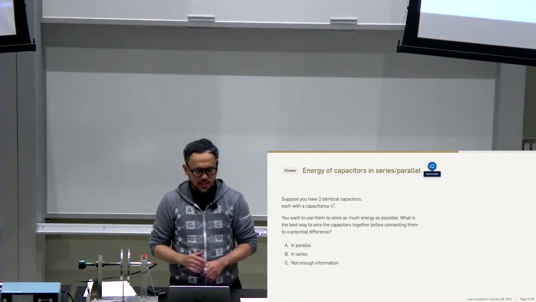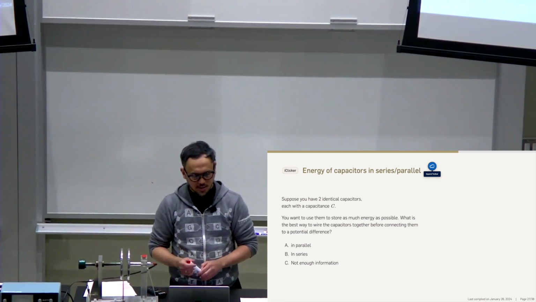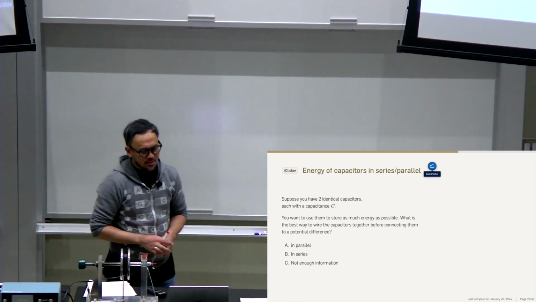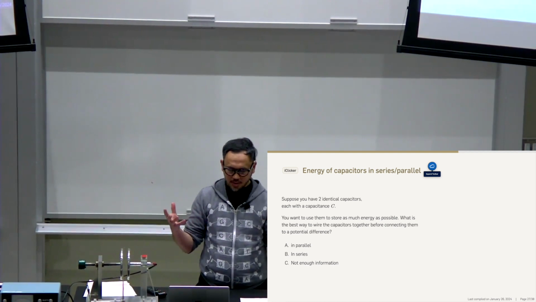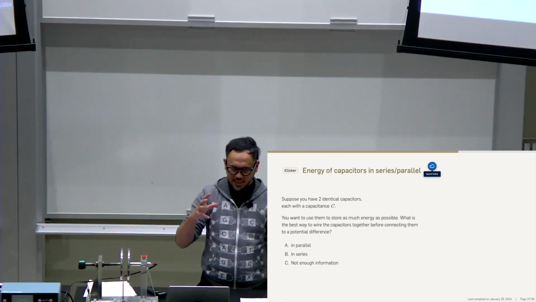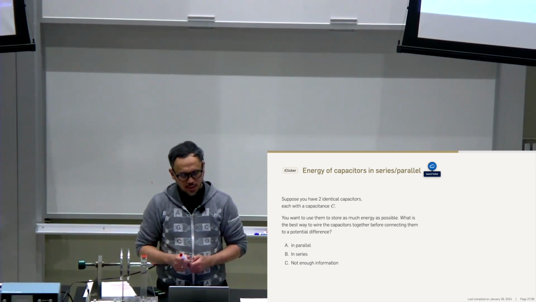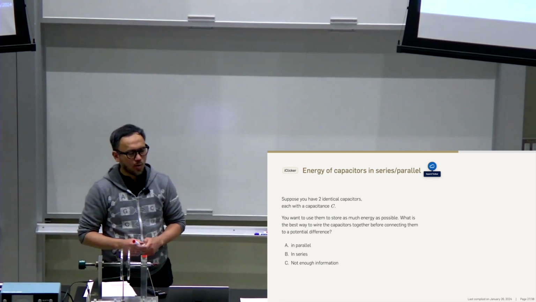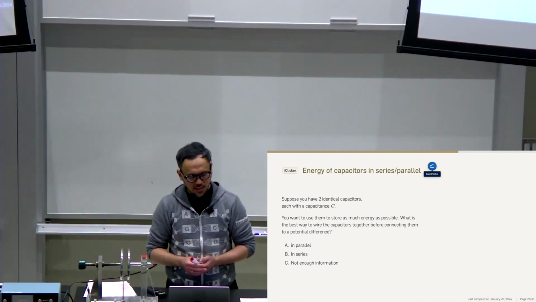So basically, in this question, you know what? Let's do this in class because it's a fun problem. So we have 2 identical capacitors. You have 2 choices. You either connect them in series or parallel. You want to use them to store as much energy as possible. What is the best way to wire the capacitors together before connecting them to a potential difference?